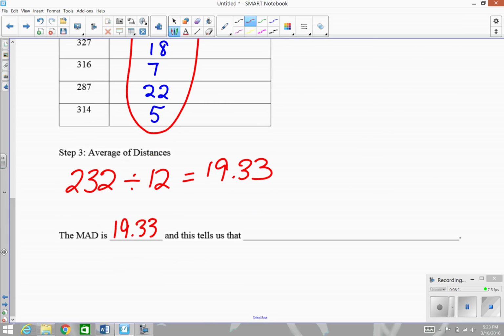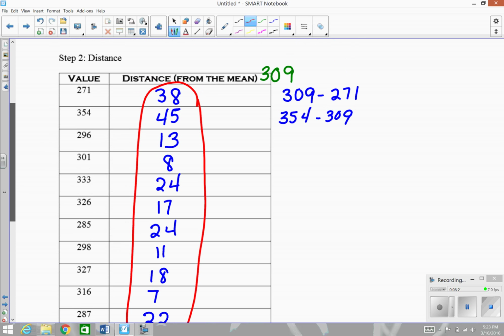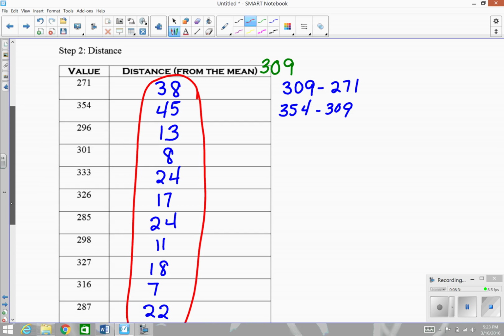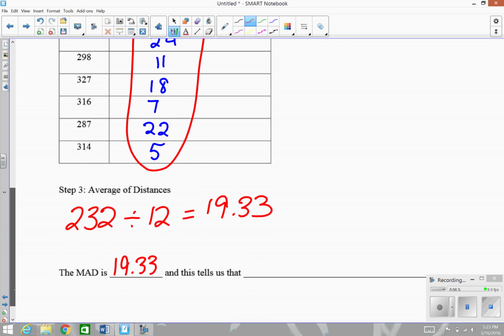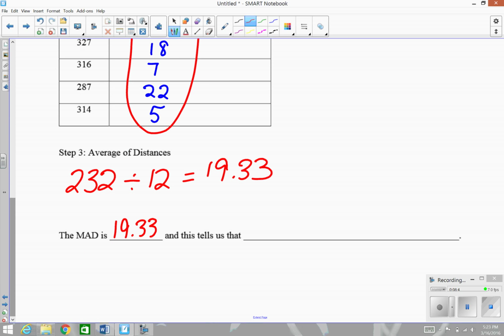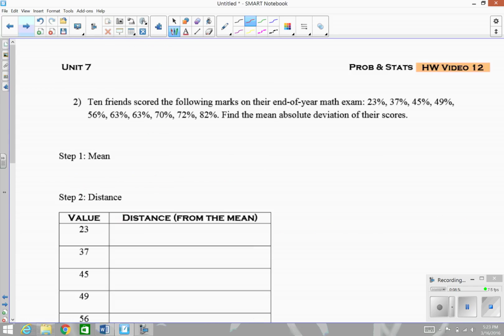Okay, and because that's larger than our last example, we know that this data is a little bit more spread out. And if you look at the values, we go from 271 to the low 300s, and then to the mid 300s. So they are relatively spread out. Not terrible, not crazy, but this tells us that the data is more spread out. Okay, pause, rewind, rewatch, and then when you're ready, move on to example 2.